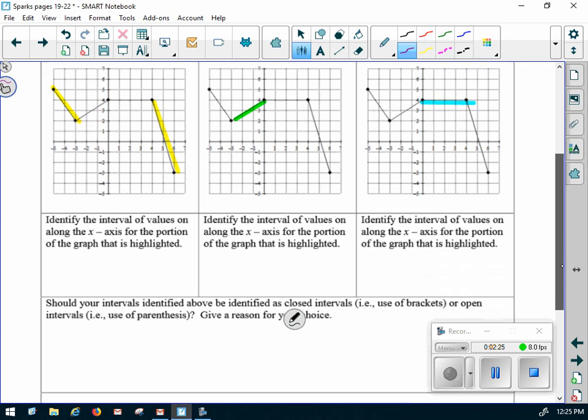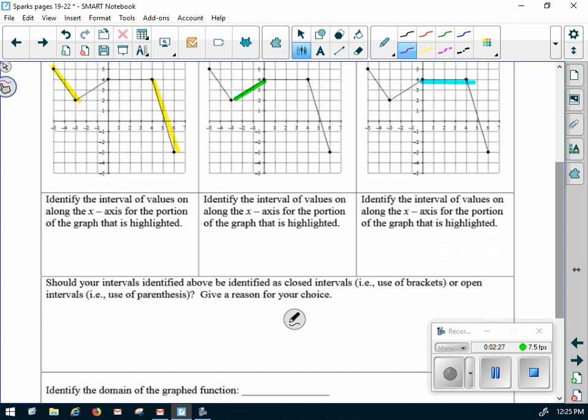Now, let's look at this next piece. Identify the interval of values along the x-axis for the portion of the graph that's highlighted. All it's asking you is, at what x values is this graph decreasing? Let's go left to right. We're looking at this piece right here. At what x value does that thing start decreasing? -5. At what x value does that thing stop decreasing?